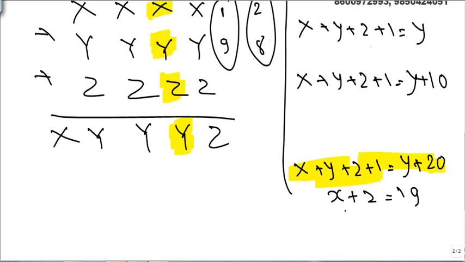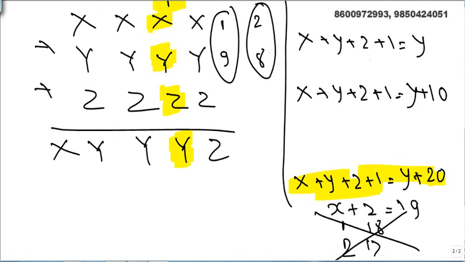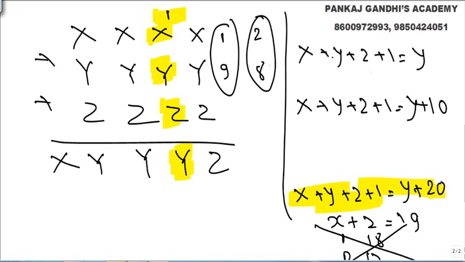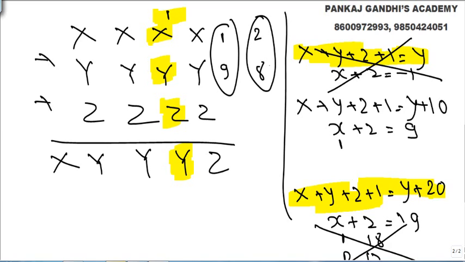x plus z equals 19. If it's 1, 18. If it's 2, 17. A digit can never be more than 9, so this is not possible. If we take this case, x plus y plus z plus 1 is y, so we get x plus z equal to negative 1. Again, it's not possible. So what we get is 9.